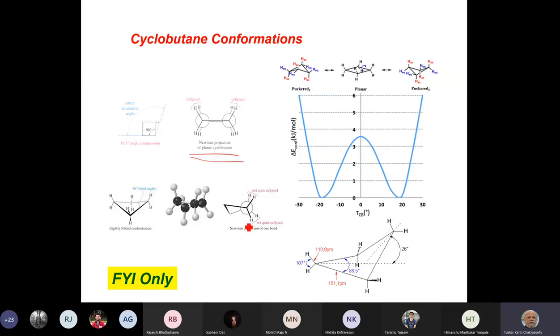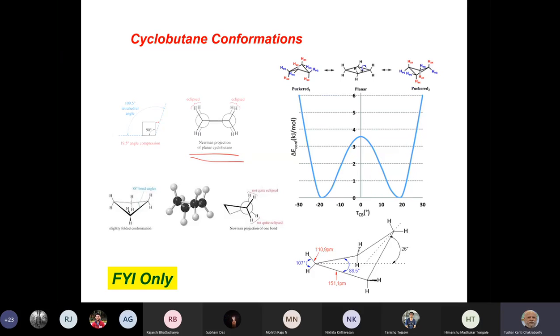And if you can see in the puckered form, this inside angle is less, but at least they are getting out of the eclipsed form. And some of the bond angles in the puckered form are given here. Inside, as I said, you cannot control, so these are around 90 degrees. But this one is like 110 and then 107 degrees and so on.